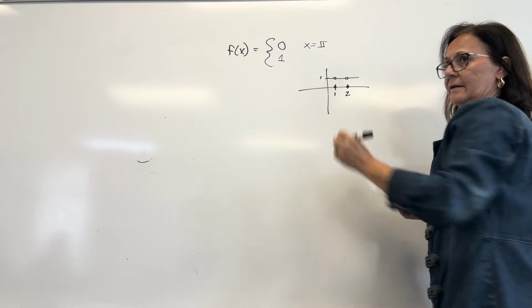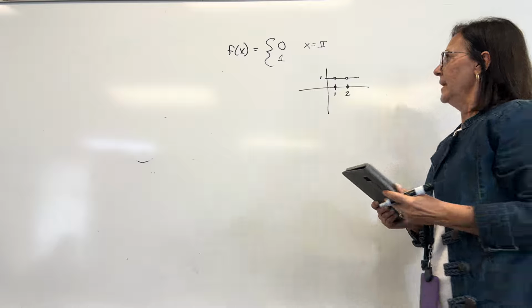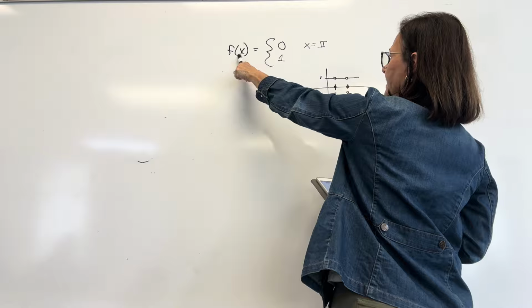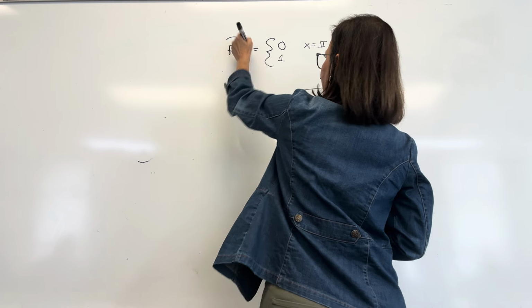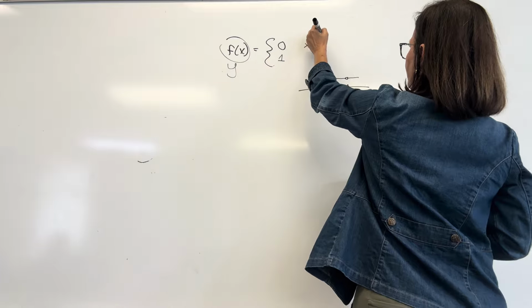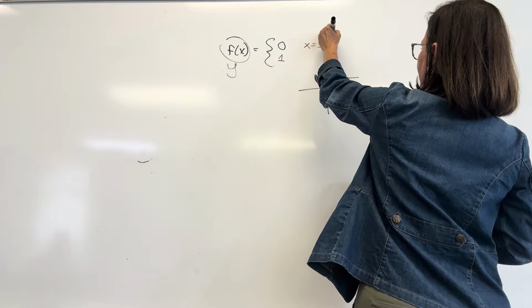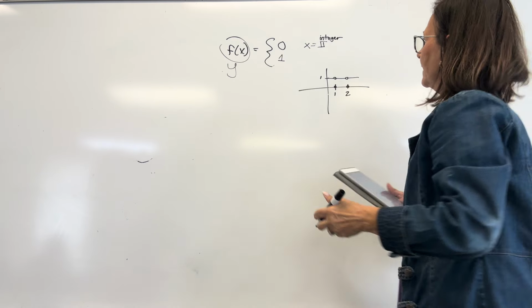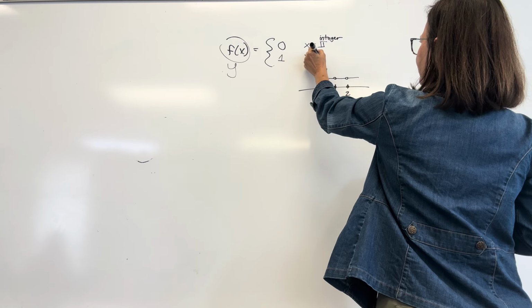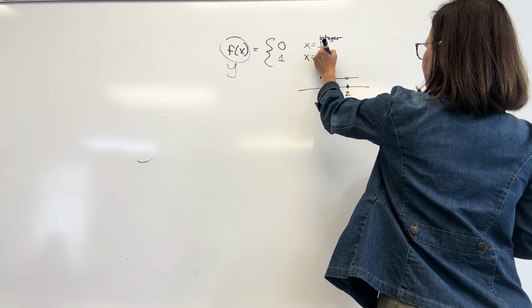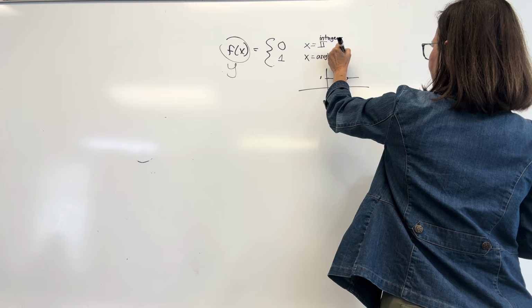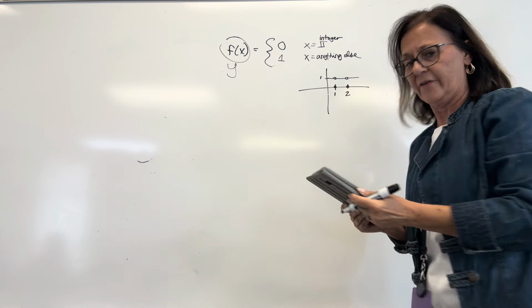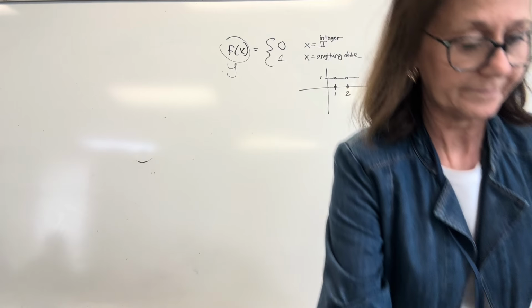Wait, I don't understand. That says f of x equals 0. That's y, the same thing. That's the symbol for integer. And f of x is 1 when x is anything else. Got it? Anything else other than an integer? All right?